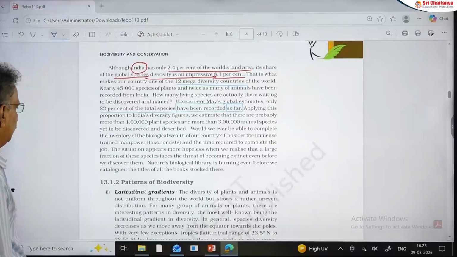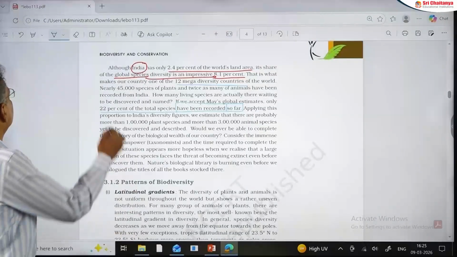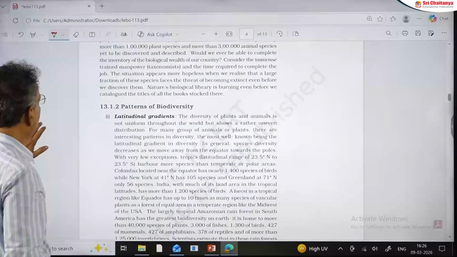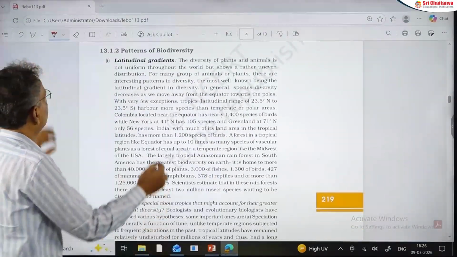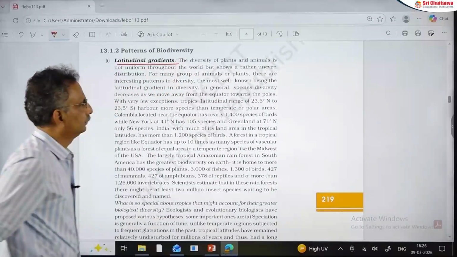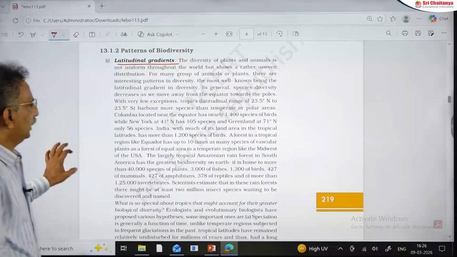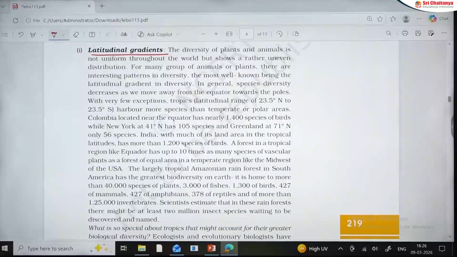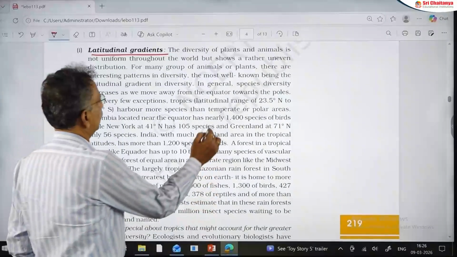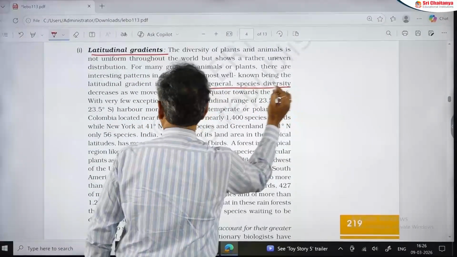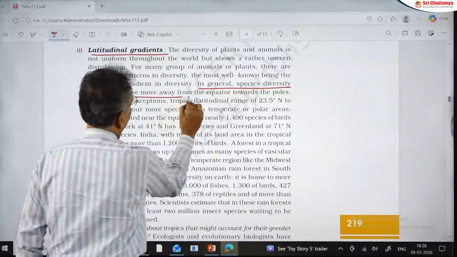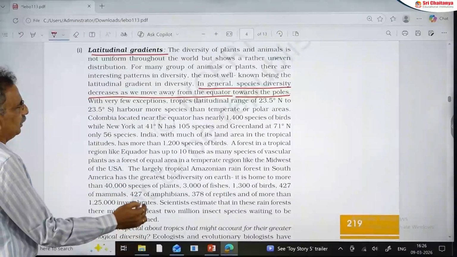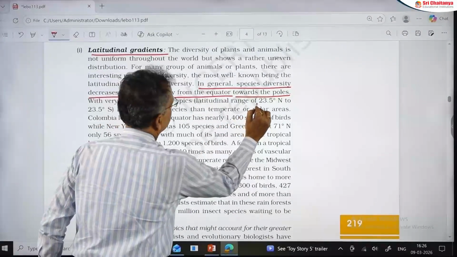Now a question comes: what are the patterns in biodiversity? This is an important area. One such pattern is the latitudinal gradient. If you take the latitudinal gradient, in general, note this point, species diversity decreases as we move away from the equator toward the poles. But the highest range can be noticed from this area to this area.